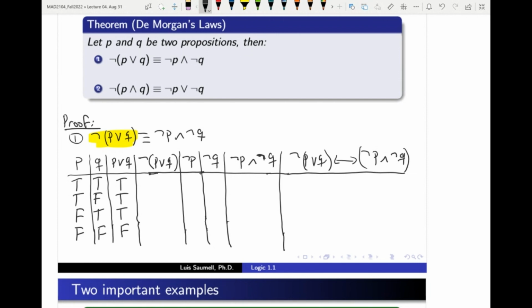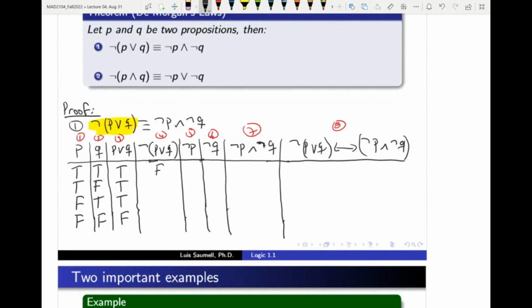What should we do? Let's number the columns so we can speak about them in numbers. That's column 1, 2, column 3, 4, 5, 6, 7, and this is column 8. All right, so how do we compute column 4? What do I need to do? The opposite of what? Of column 3. So this is the negation of P or Q, which is exactly column 3. So look at column 3 and negate it. So what do we write? False, false, false, true. Are we okay with this?